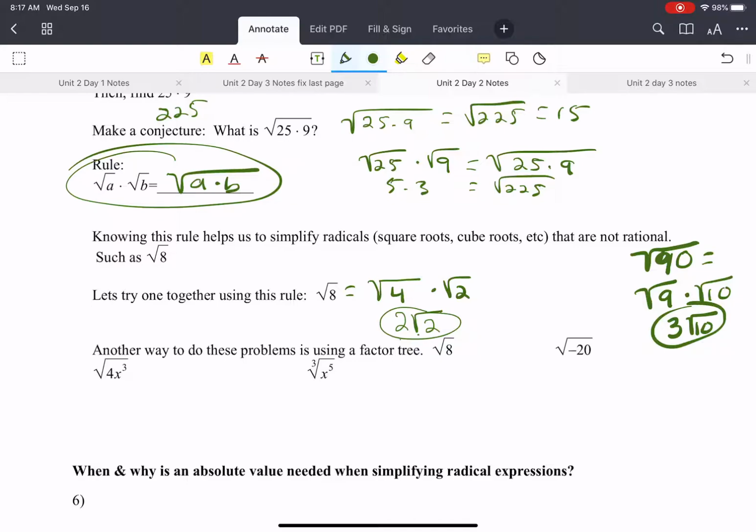So can anybody think of anything that goes into 8 evenly? 2, okay, and 2 times what is 8? 4. Now, I keep making my factor tree until I get down to a branch of only primes. So 2 is prime, right? Yeah. Is 4 prime? No, so I'm going to keep going. So what can I split 4 into?